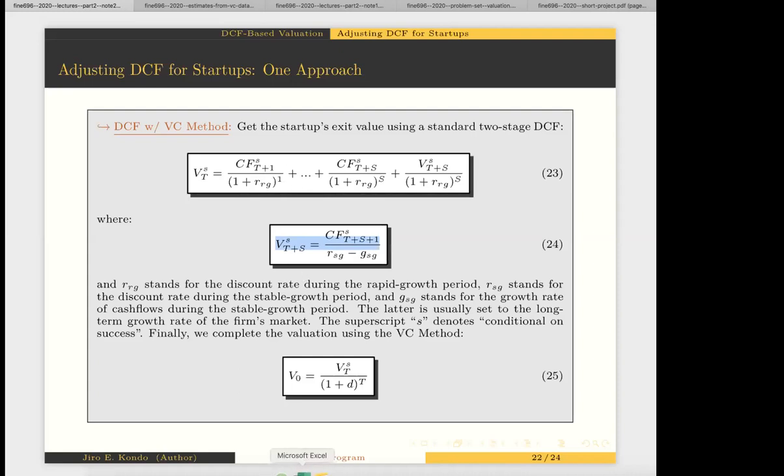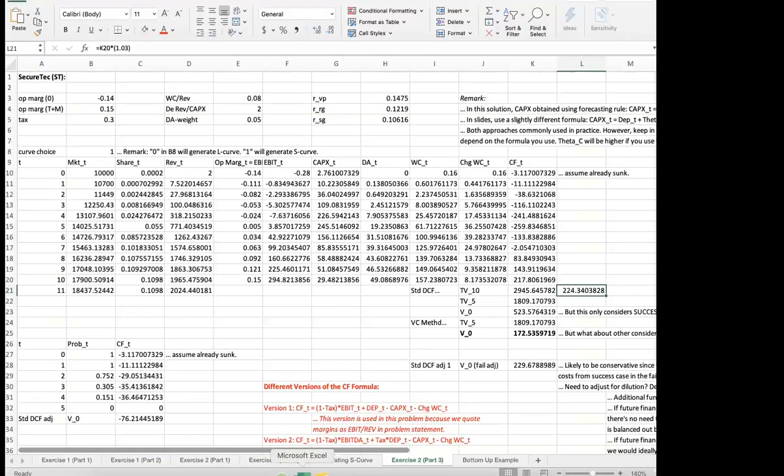So in the context of SecureTech, this is a pretty straightforward calculation. All we do is take our forecasted cash flow at time t plus s, and grow it by one period using the 3% long-term growth rate of the industry to get 224 million. That's our estimated cash flow conditional on success for SecureTech at time 11, which is one period after stabilization, the next period once the company stabilizes.